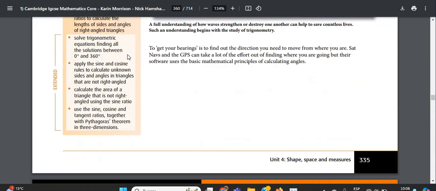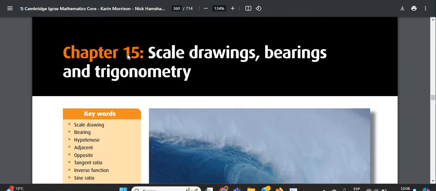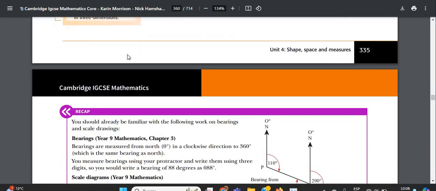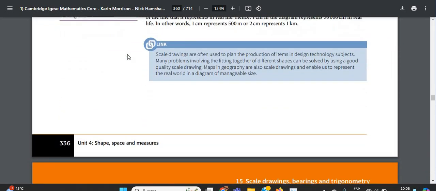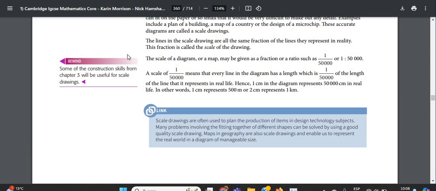We'll start working with chapter 15 that involves scale, drawings, bearings, and trigonometry. The first lesson we're going to see is about scale. Here we have page 336, scale.